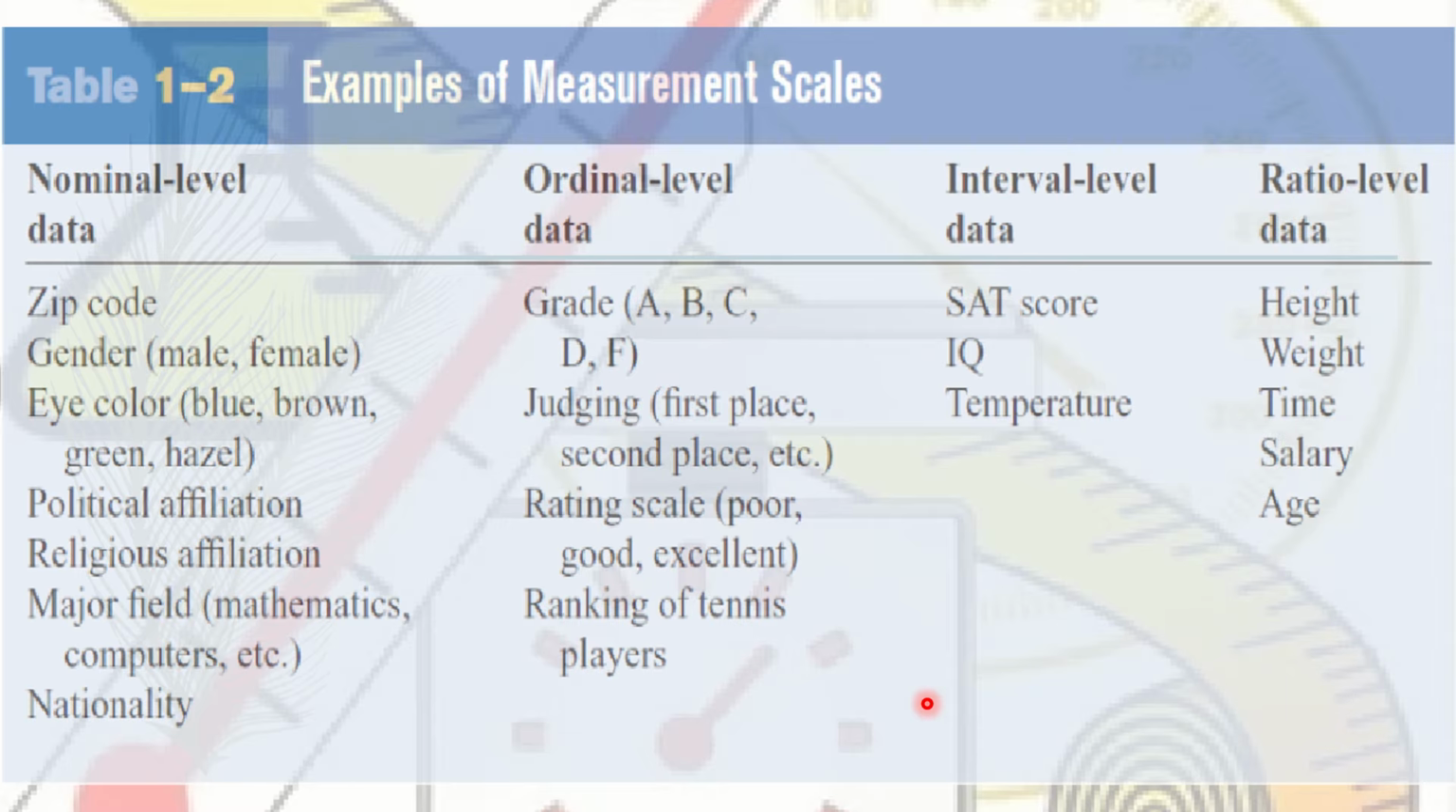Okay, these are some more examples. Zip codes, they are nominal level. Gender, eye color, political affiliation, religious affiliation, favorite subjects or fields, they are all nominal, whereas grades, judging, rating scales, ranking of players, etc., they are all ordinal level, whereas in case of interval, SAT, IQ level, temperature, GPA, they are all interval level of data, whereas in case of ratio, height, weight, time, salary, age.